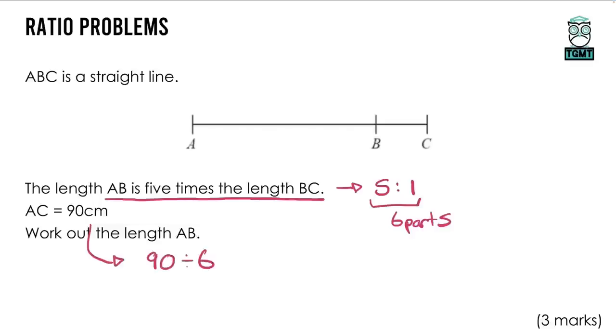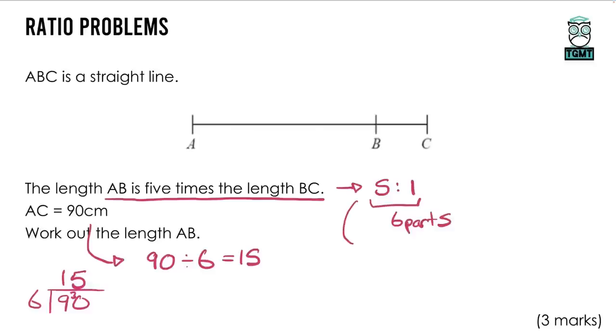We want to be careful when we actually work out this division, so we might want to do a little bit of bus-stop division to the side for this one. So 90 divided by 6. 6 goes into 9 once, remainder 3. It goes into 30 5 times. So each part is equal to 15.